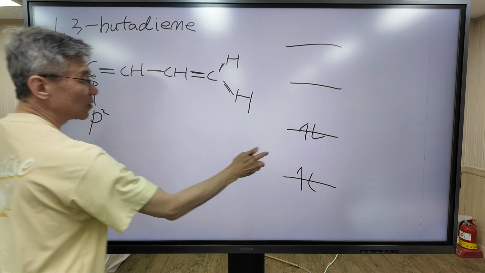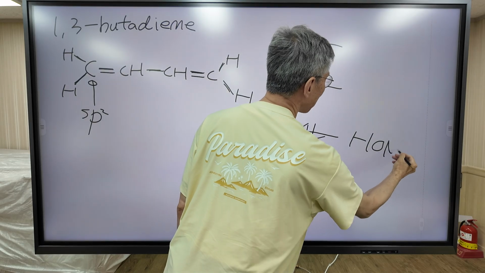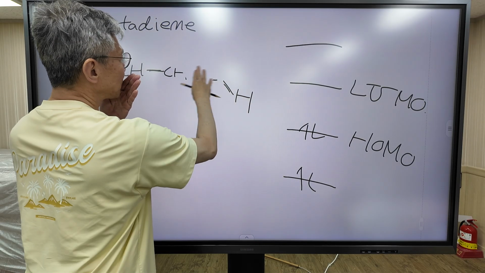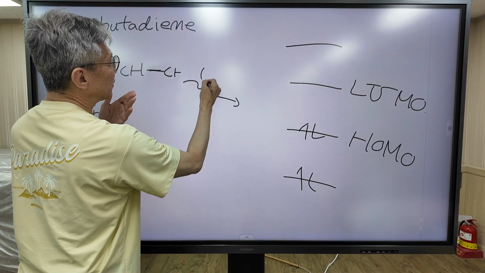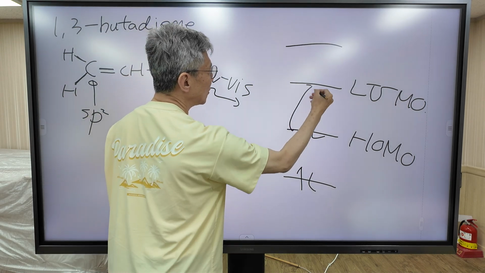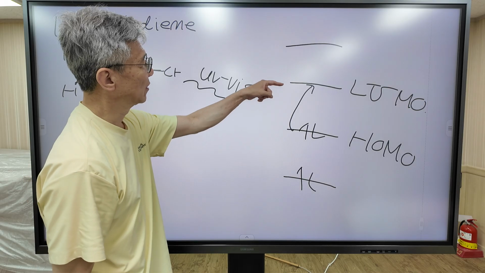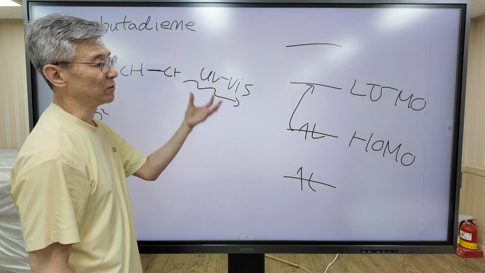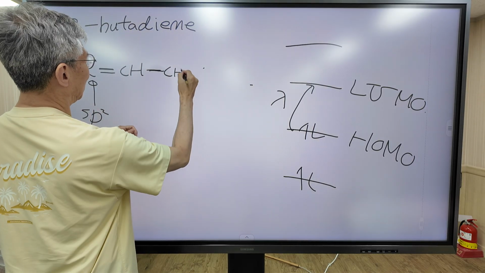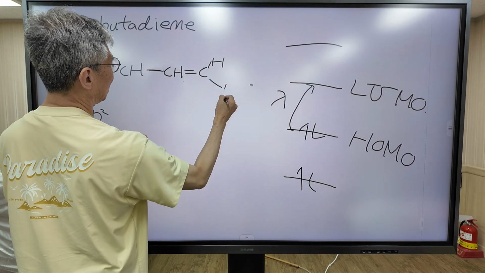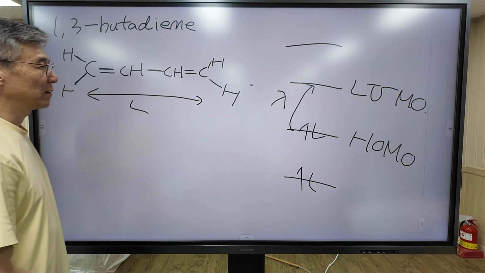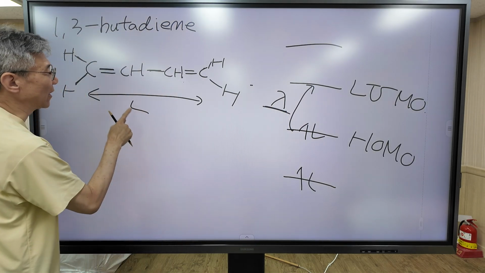And this orbital is called HOMO, and this orbital is called LUMO. When you irradiate UV visible, the electron in HOMO orbital makes a transition to LUMO orbital. So electron moves when the molecule observes UV visible. The wavelength lambda depends on the size or length of this molecule. The lambda is related to the length of this molecule.